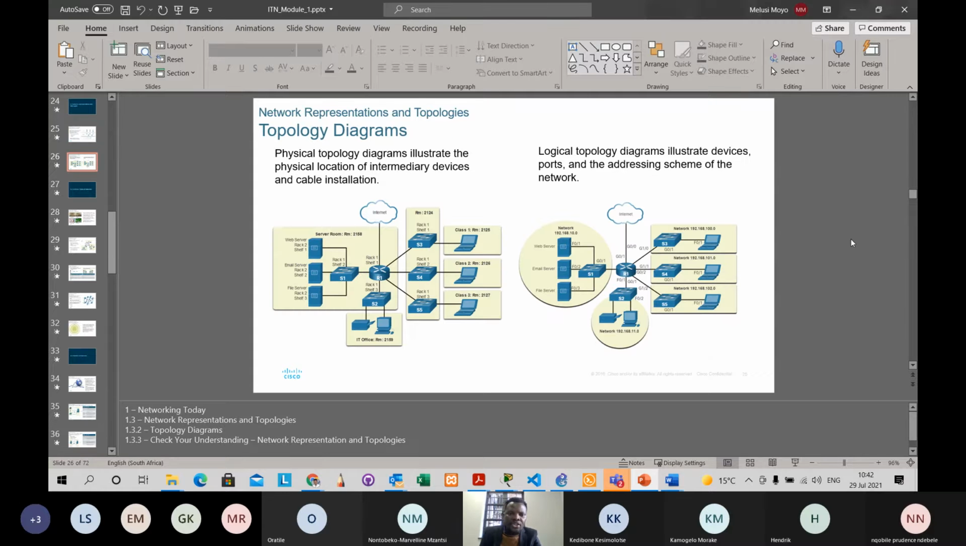All right, a topology. Now you can see a topology. A star topology has a central device that interconnects all of these. Physical topology diagrams illustrate the physical location of intermediary devices. And the logical topology diagram illustrates devices, ports, and the addressing scheme of the topology. I've shown you the difference between the physical topology and the logical topology.